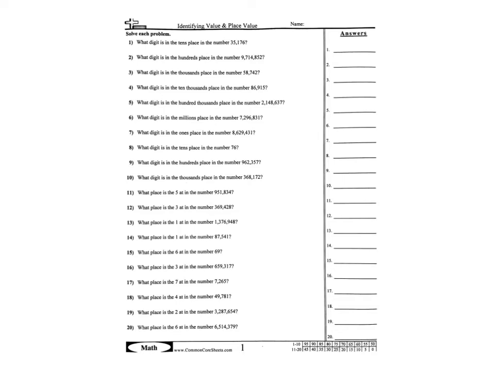So in your last lesson, you were looking at the underlined value and writing what place value that number was in. Today we're going to continue to look at place value, and this time it's going to give you which place the number is in, and you have to identify what the number is. So let me show you a few examples, and then you will be on your own the rest of the time.